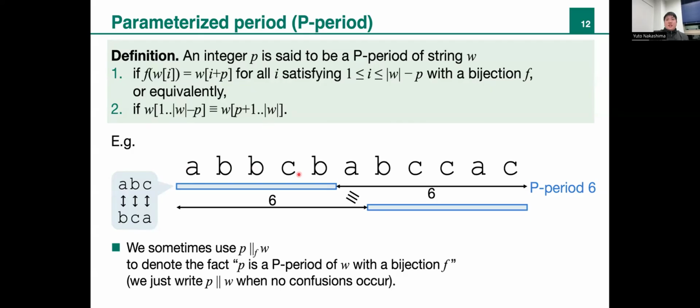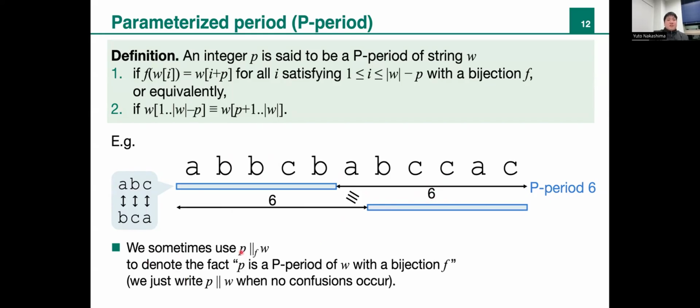This is an example. ABBCBABCCAC has parameterized period 6 because, as this figure shows for the second case, there is a parameterized border. A, B, B, C, B is parameterized equivalent to this suffix B, C, C, A, C by using this bijection. So there is a parameterized period 6.